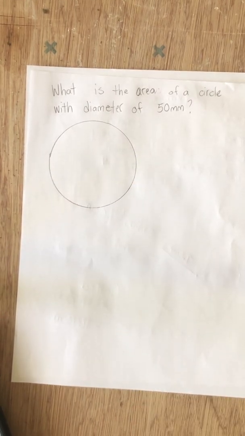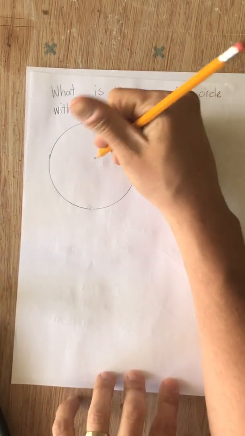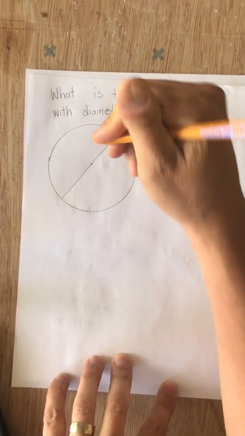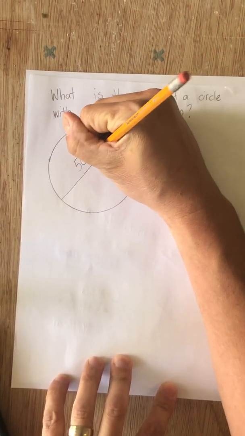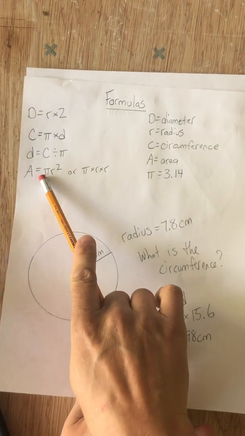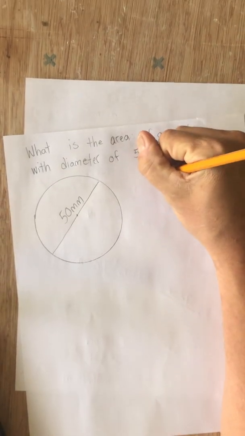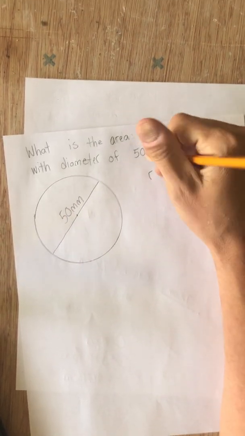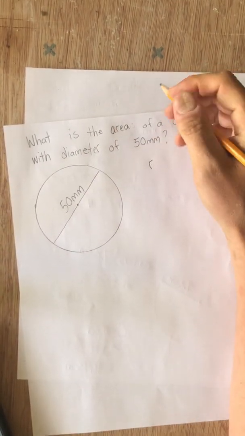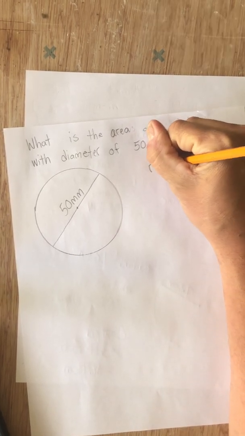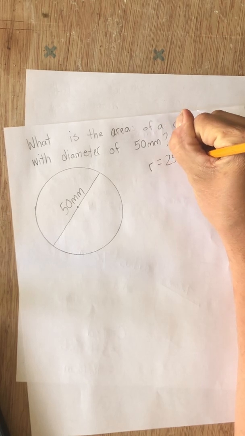And then here's another quick, easy one. What is the area of a circle with diameter of 50 millimeters? So it's telling us that all the way across the circle, it's 50 millimeters. So we know to find my area, we need this formula here: area equals pi r squared. So I need to find out what the radius is. I'm given the diameter is 50. Well, I'm sure you guys all know if the diameter is 50, then the radius is just going to be half of that. So half of 50 is 25. So the radius is going to be 25 millimeters.